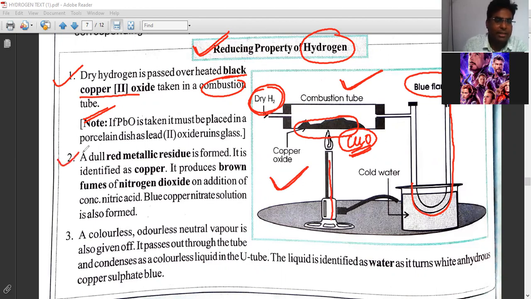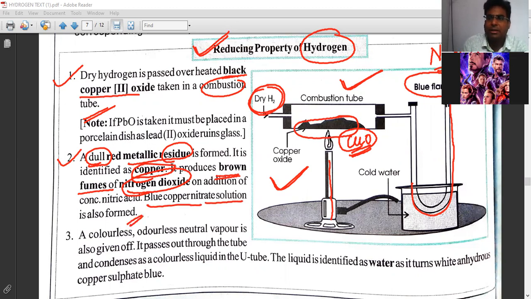Okay. Now look at the next one. A dull red metallic residue is formed. It is identified as copper. It produces brown fumes of nitrogen oxide. So we get nitrogen oxide here, N2O. And with nitric acid, blue copper nitrate solution is formed. Nitric acid, when we react it with water, you will get HNO3.